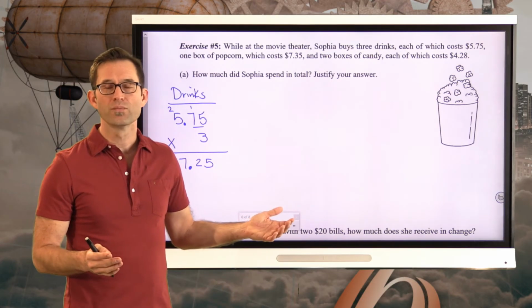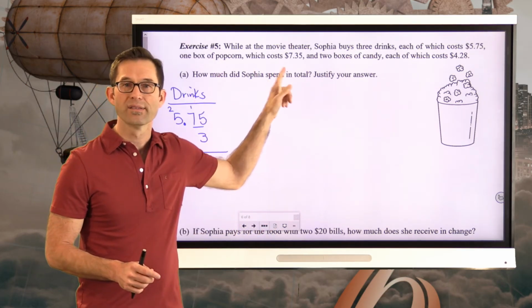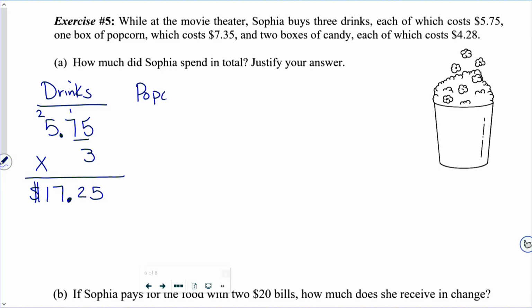Now, the popcorn, there's really nothing we need to do there. 1 box of popcorn at $7.35. So I'm going to write down the popcorn just so that we don't forget about it, but there really is nothing that we particularly need to do with that. We just know that we spend $7.35.